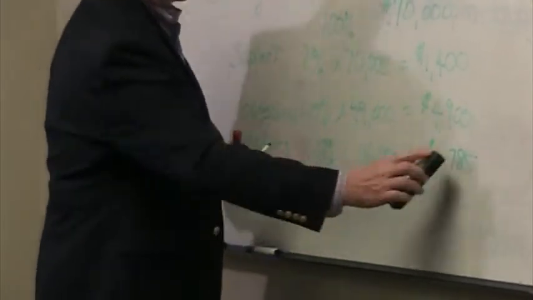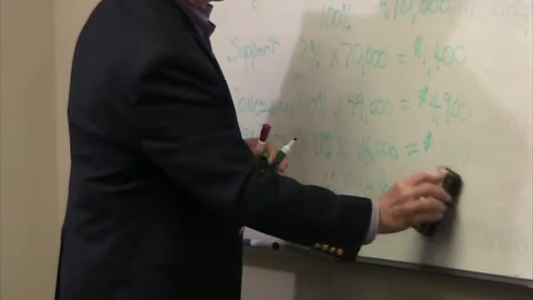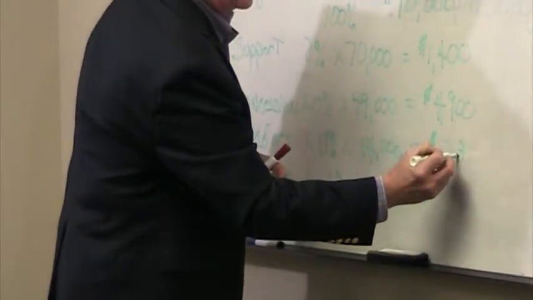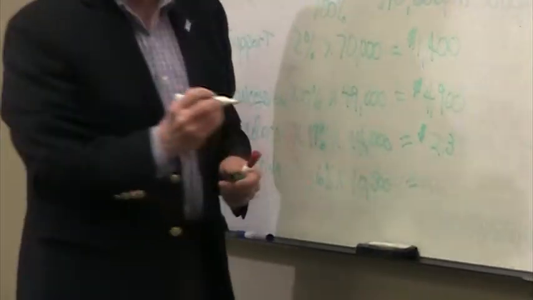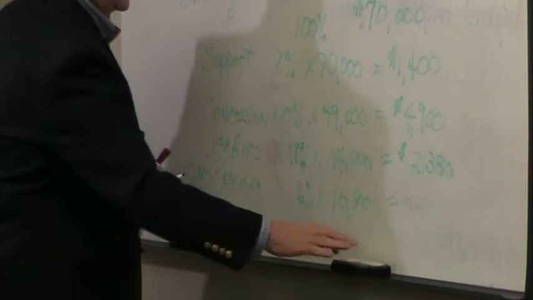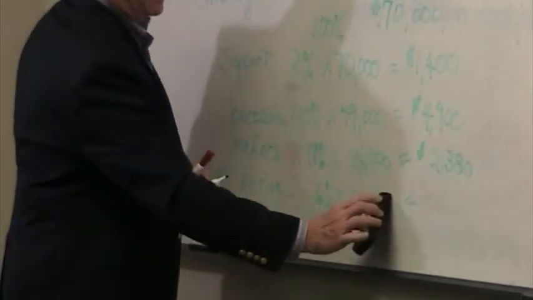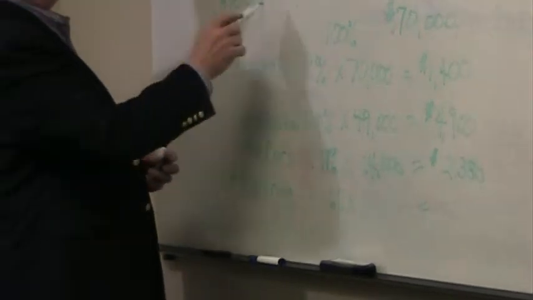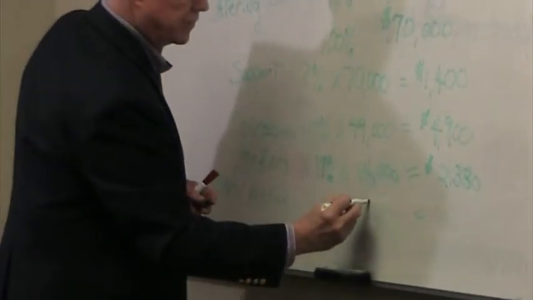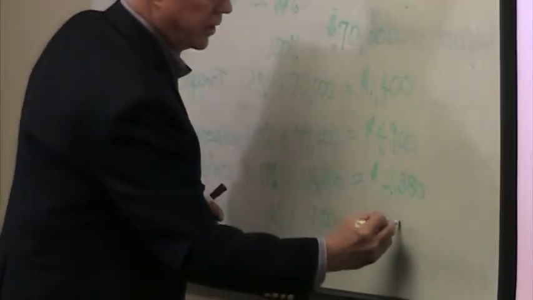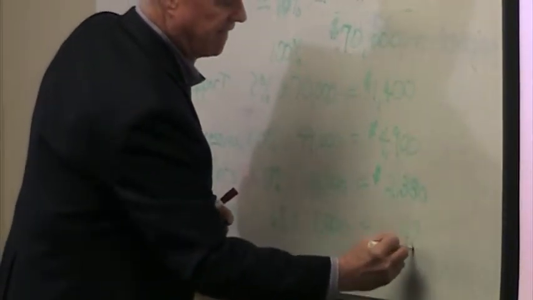So it's not 1785 anymore. What is it? 2,380. 2,380? Yes. All right, and then we're going to have 6% of, where are we at? $7,000? And that's probably 420 bucks? All right.